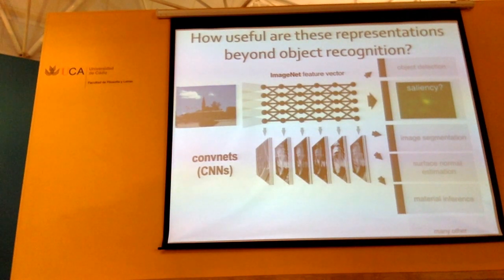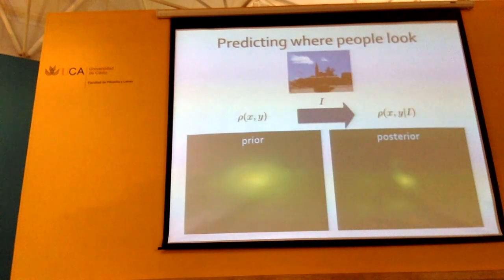And I will first tell you about this quality measure, and then I will go back and tell you how the strategy of using the ImageNet feature vector for solving the problem of saliency, for solving the problem of predicting where people look in still images, worked out. Okay, so here's the problem.